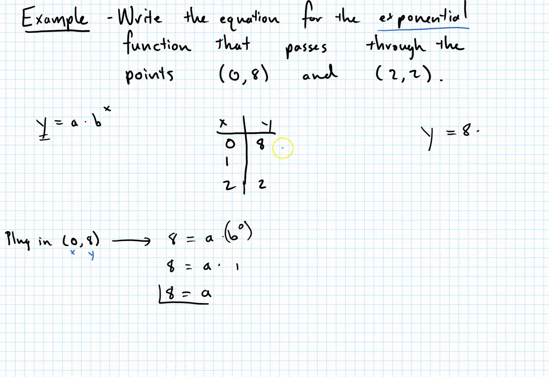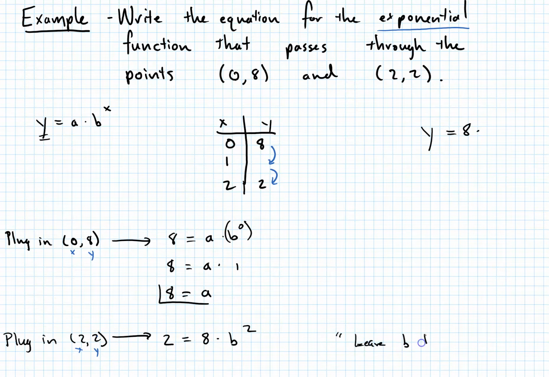Okay, now we need our multiplier. 8 times something. We can't really follow the pattern because there are blank or missing entries. So now what we can do is plug in 2, 2. Alright, so our x is now 2, and our y is now 2. So we can plug those in for x and y, and we get 2 equals, we know what a is, 8, times b, and then raised to the power 2, and again, a reminder to leave b alone.